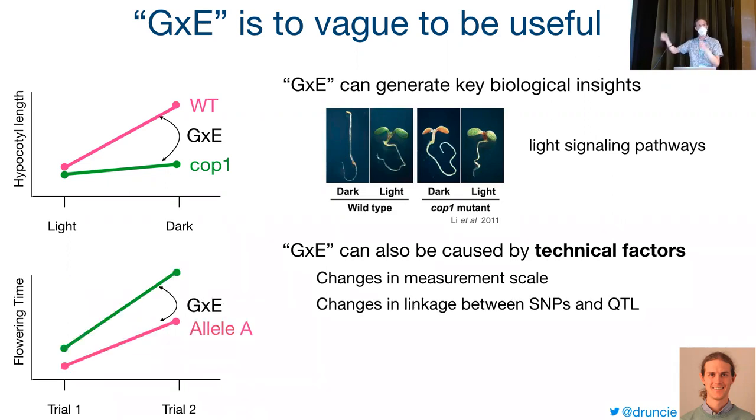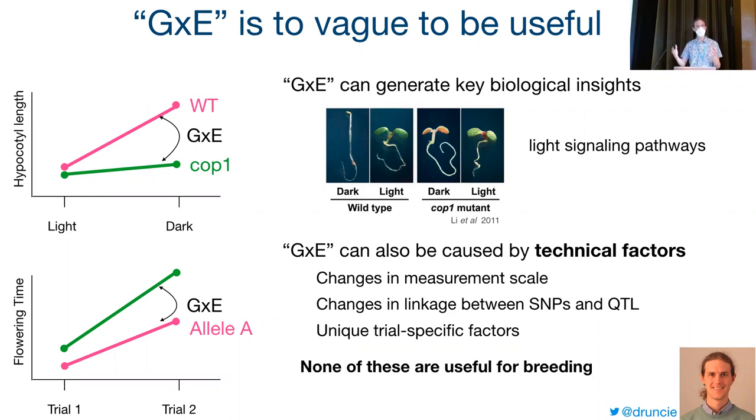This was discussed before. G by E in the sense of an association study can be due to changes in linkage. We have somewhat different populations in our different trials. It can also be due to unique things about a particular field, that particular year, the way it was grown, that may never happen again. These types of things are not useful for breeding. But they are indistinguishable in our tests.